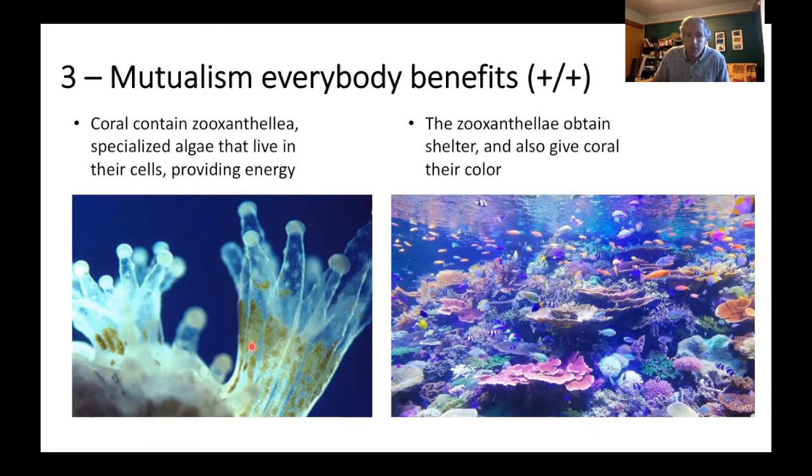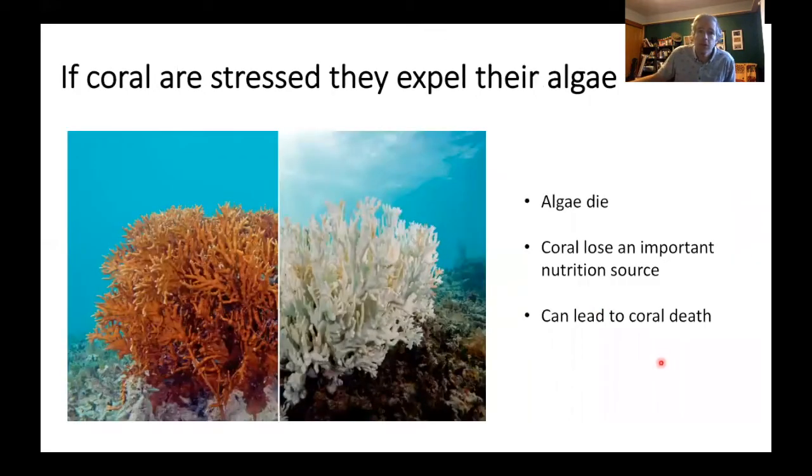The coral provides shelter to the zooxanthellae, and also, just as an aside, it's these zooxanthellae that give coral their colour. So the pinks and the yellows and the purples that you see in coral are all due to the different zooxanthellae. However, if coral are stressed, they actually expel their algae. And when they expel their algae, the algae die, and the coral lose an important nutrition source. This can lead to coral death. And this process is affectionately known as coral bleaching.